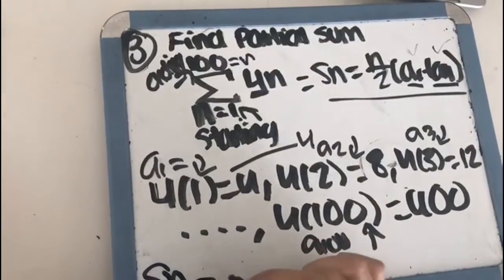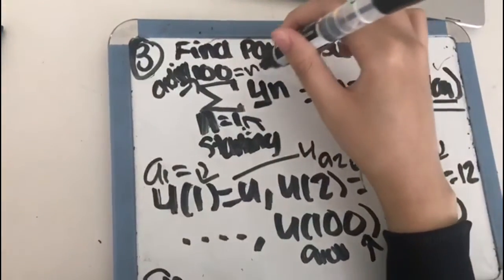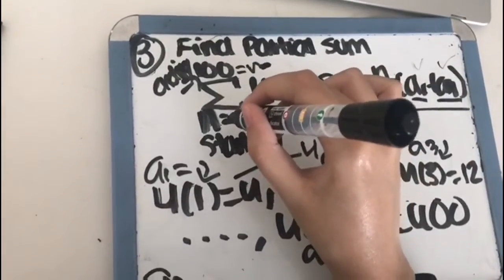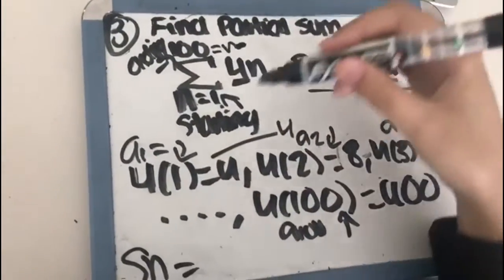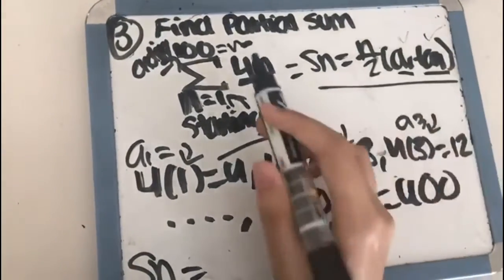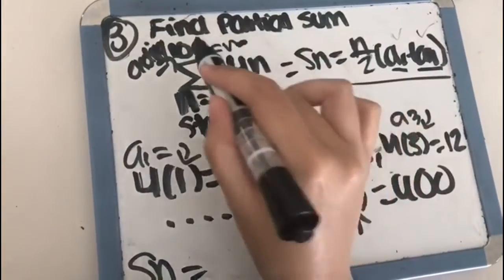So Sn equals n over 2. Now n over 2, they already give you the n right here. This one is not the n. This is just giving you a starting point for the terms of the sequence. It's not the actual n. The real n they give you is 100.